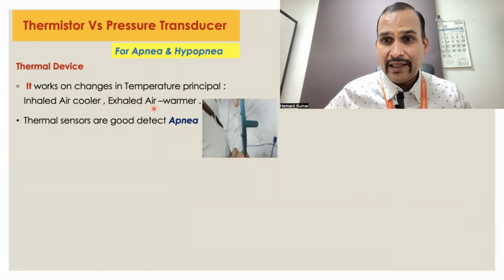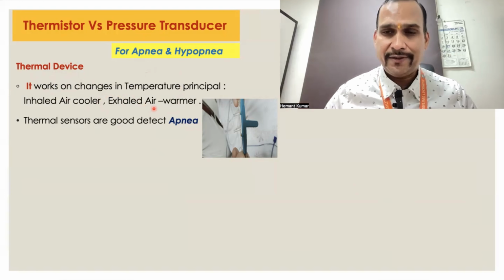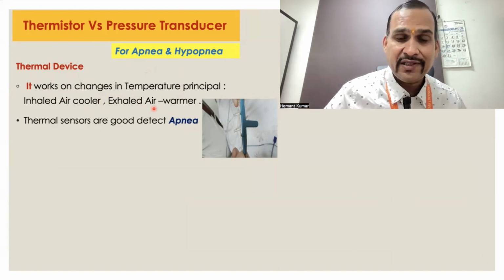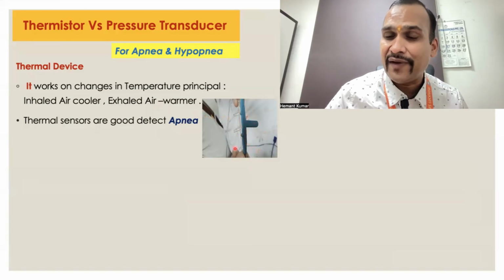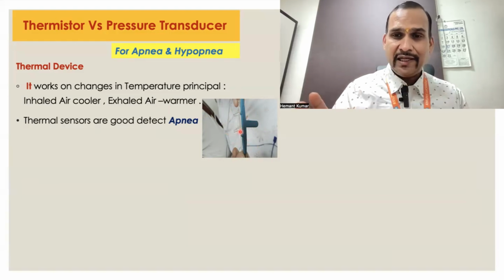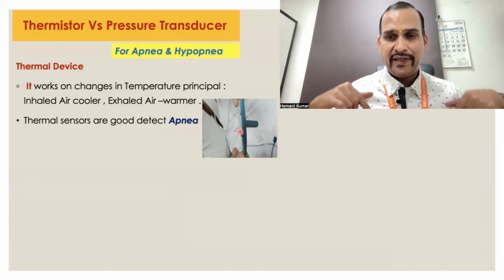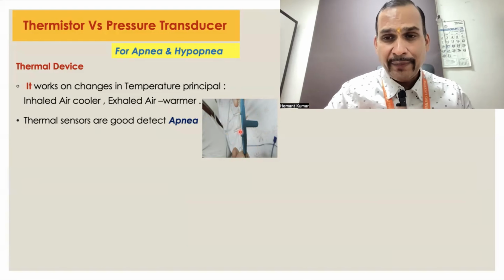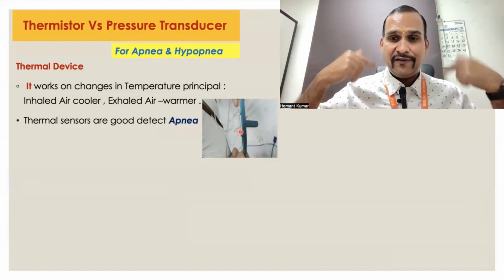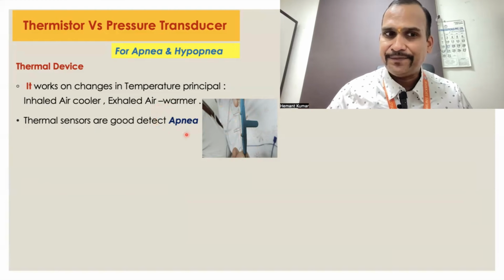We inhale cold air and exhale warm air, so there is a temperature difference. This temperature difference is measured by the thermal device, the thermistor. If a temperature difference is there, it means the airway is patent. If there is no temperature difference, it means there is absence of airflow. So by that, it detects apnea.